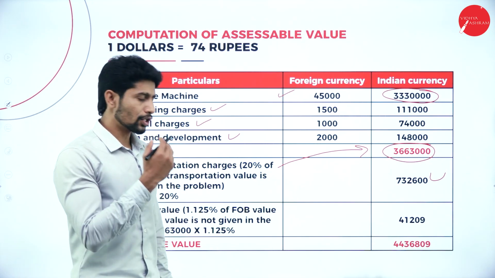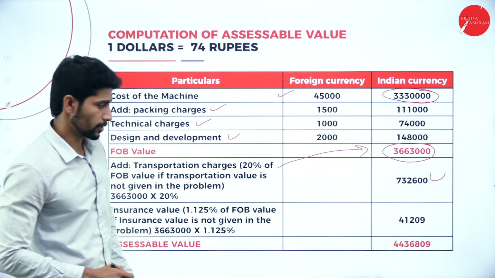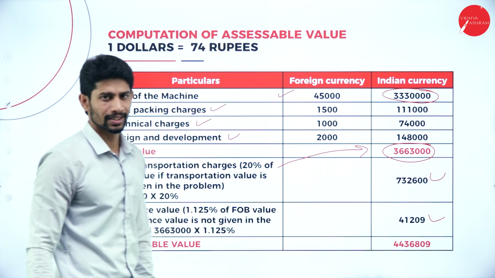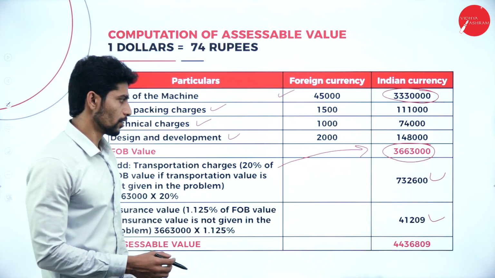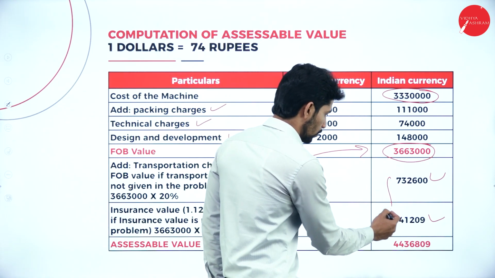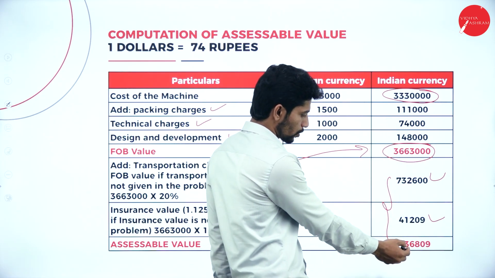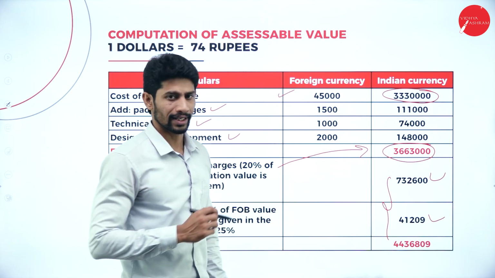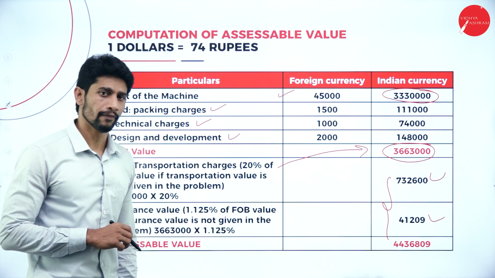36,63,000 into 1.125%. So how much you'll get? You'll get 41,209. That is the insurance value. So now add these two items with FOB value. You'll get the total of 44,36,809. That is called assessable value.